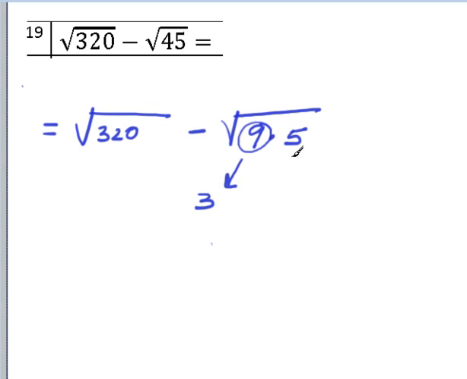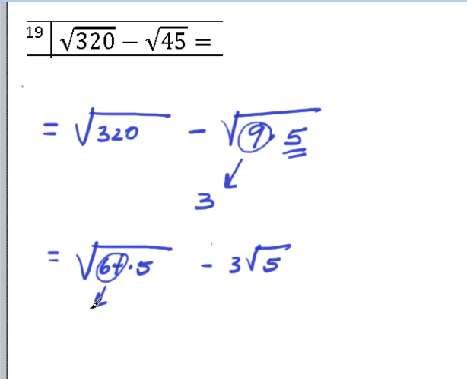So we're left with a 5 in this radical over here, so we want to be left with a 5 here as well. So we'll try dividing 320 by 5, and 320 is divisible by 5. It's 64 times 5. 64 is a perfect square. All right, it's 8 squared, so this is equal to 8 root 5 minus 3 root 5, and that's 5 root 5.